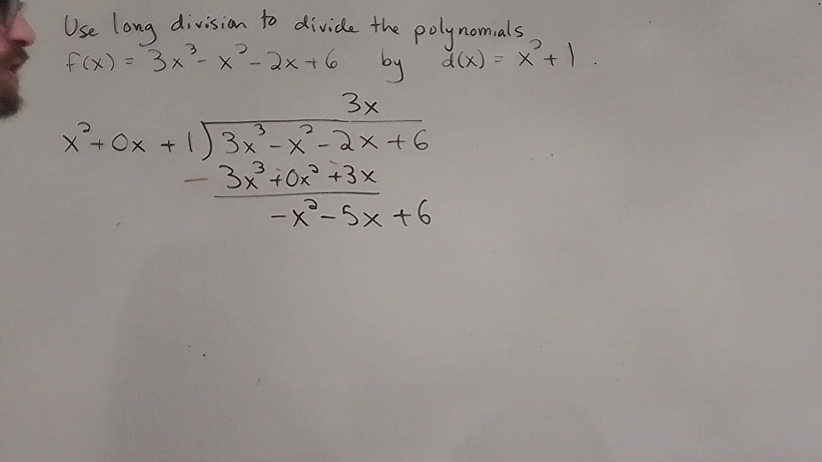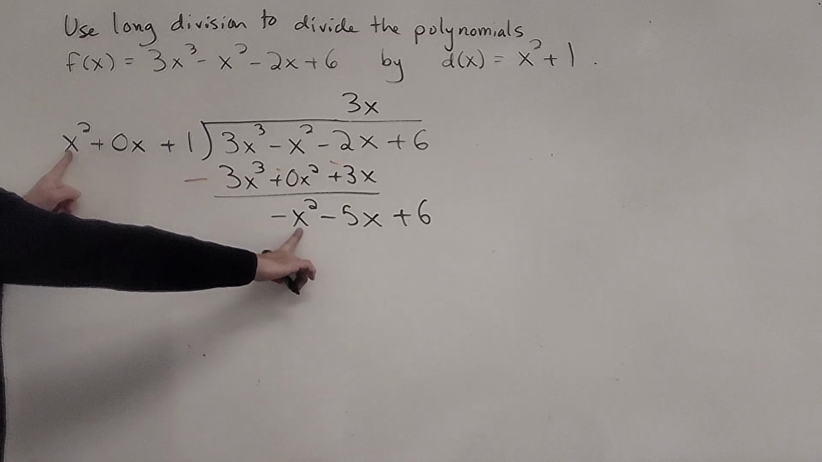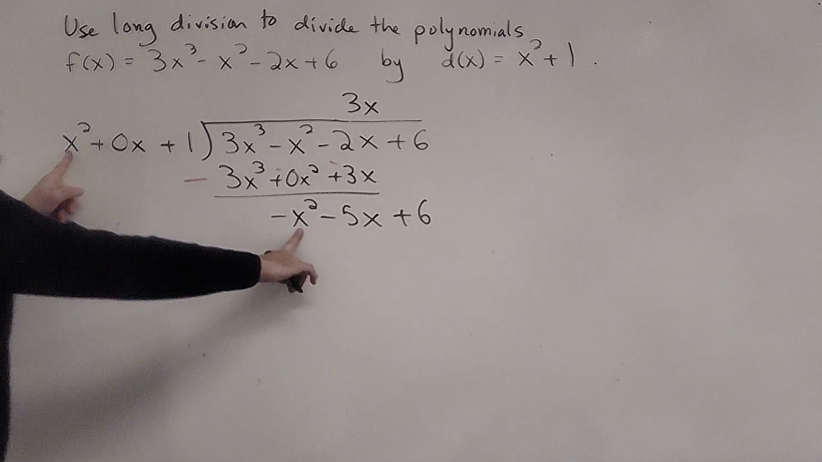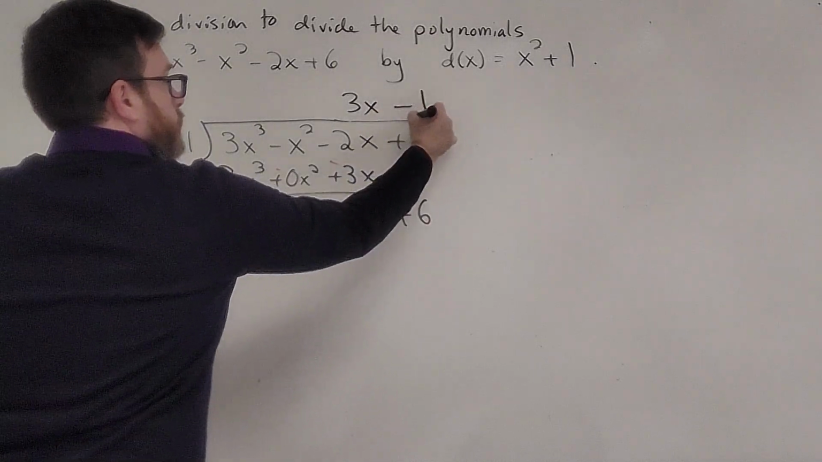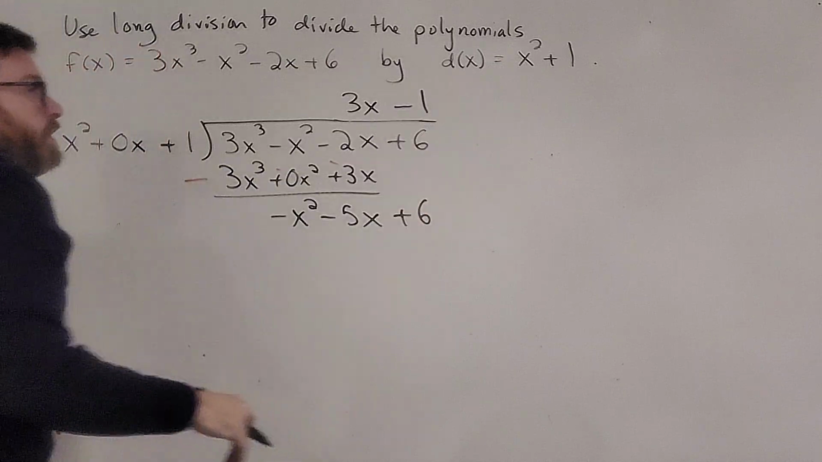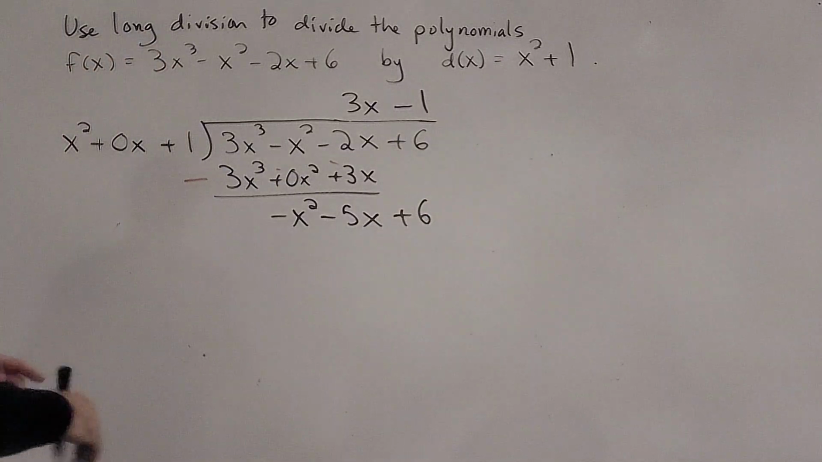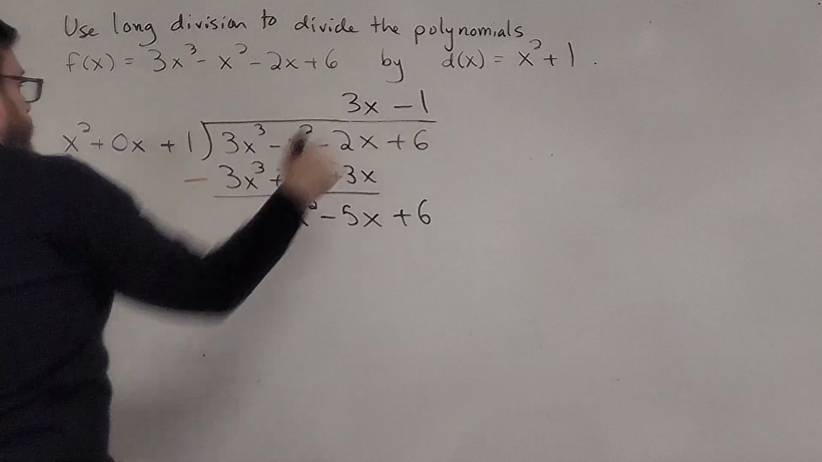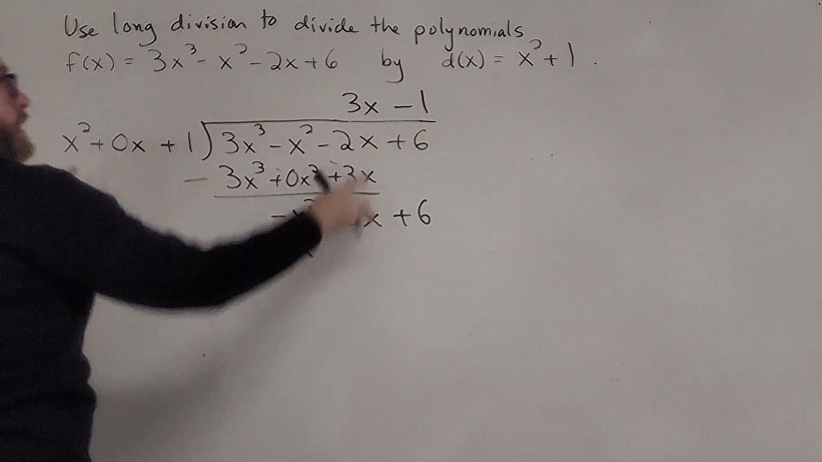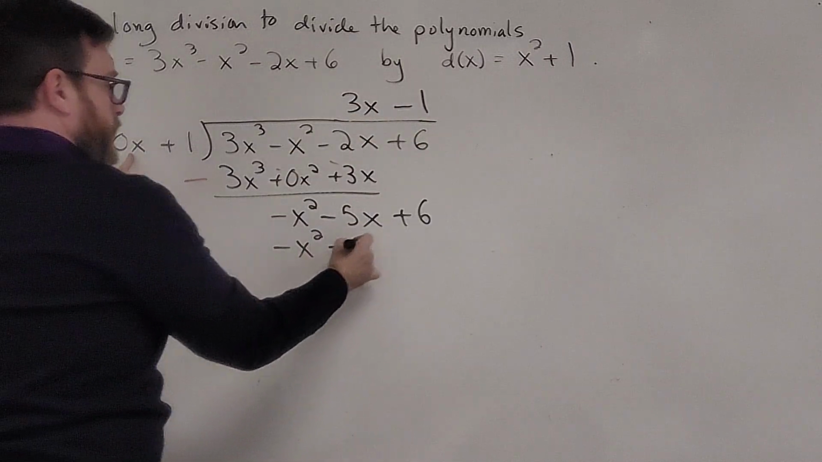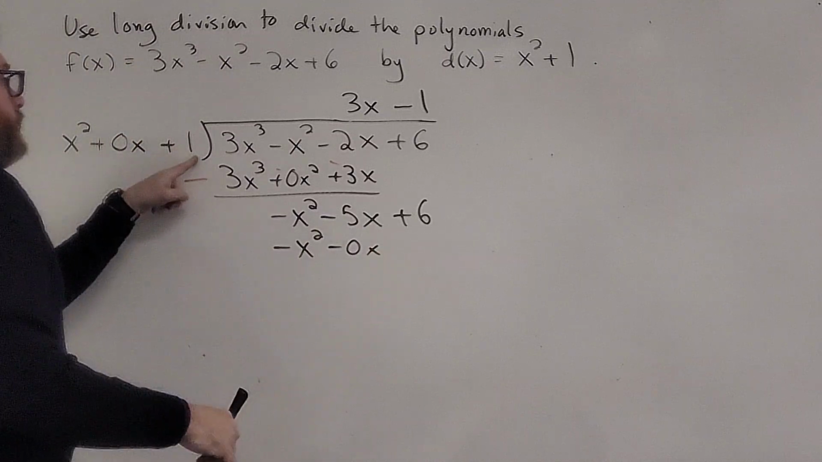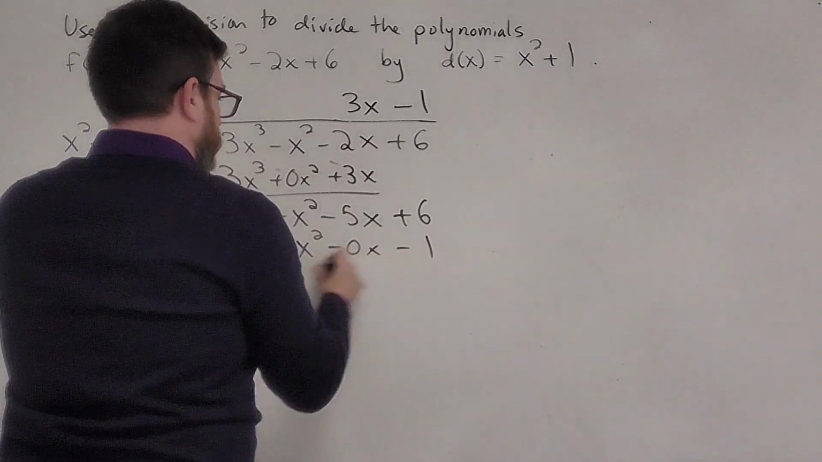Now we just have to make a match again. So what do you have to multiply x squared by to make it a negative x squared? So you multiply it by a negative 1. Notice that it's going to go to the 1's value, or the whole number values. And then we multiply, so negative 1 times x squared is negative x squared. Negative 1 times 0 is going to be a negative 0x. Negative 1 times positive 1 is going to be a negative 1.